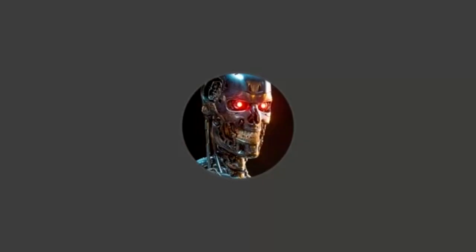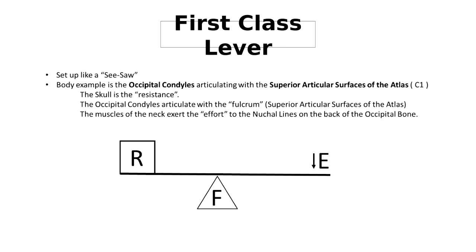Now, we're going to look at some problems to work. And here's the first class lever. This is how it's set up. It looks like a seesaw. So it's set up like a seesaw. The joint's somewhere in the middle between the resistance and the effort. So there's your fulcrum, the joint. There's your resistance, the mass to overcome, the weight to overcome. And there's the effort, the direction that's being applied on the seesaw to overcome the resistance.